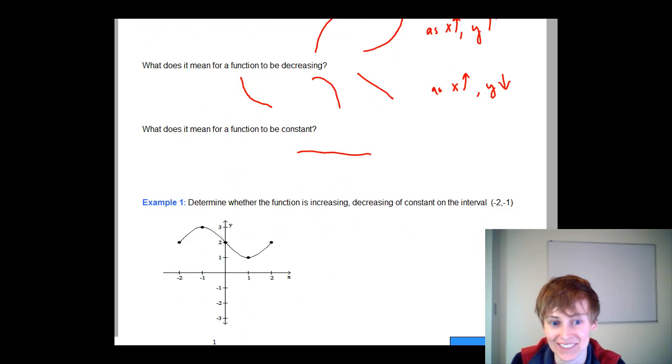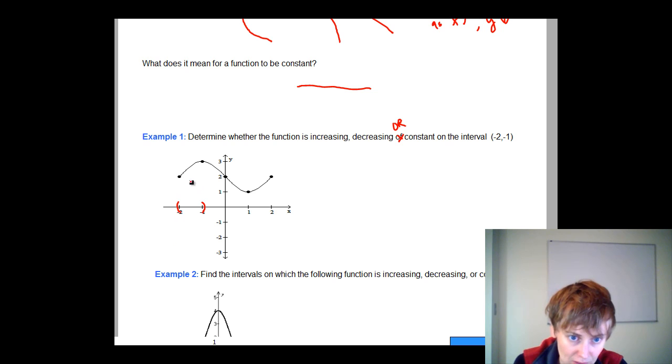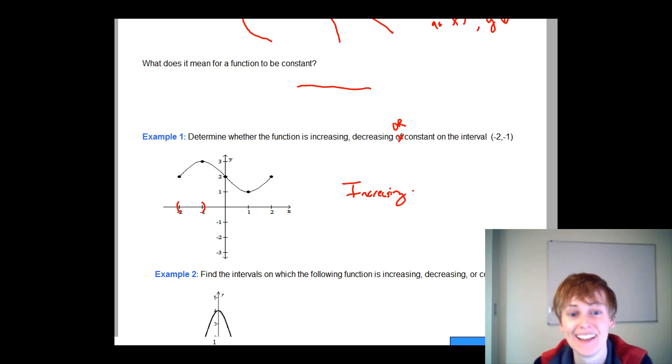Now we're on the first example. So determine whether the function is increasing, decreasing, or constant on the interval from -2 to -1. So you have to find that interval. This is x, okay? So this is -2 up to -1. So when you look, it's looking like the graph is increasing. So that's all you do. So you say it's increasing. Okay, that's the end of that example. You'll see that in the homework.